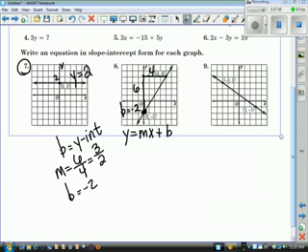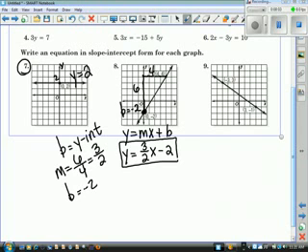So guess what the equation is? Perfect. Make sense? All right. Easy, easy, easy. This is really just Algebra 1 right here.